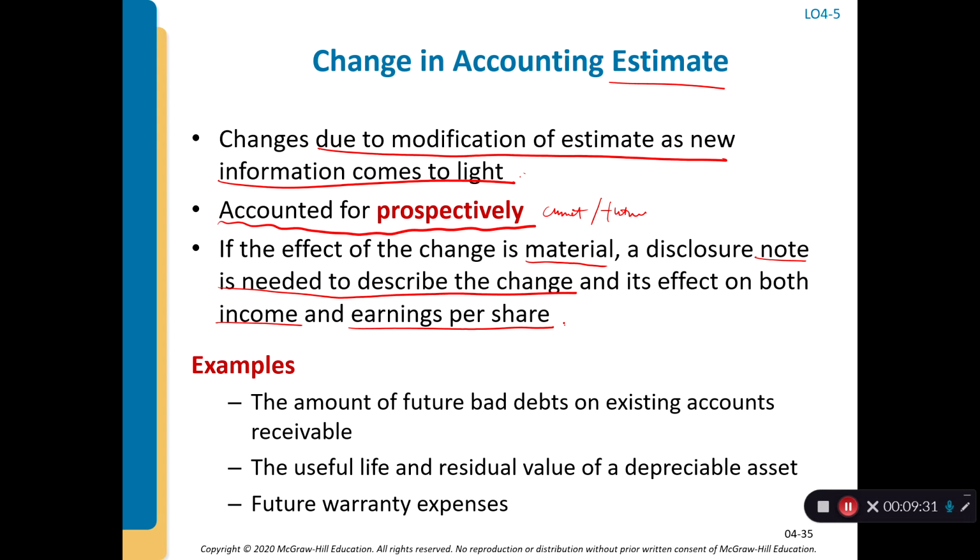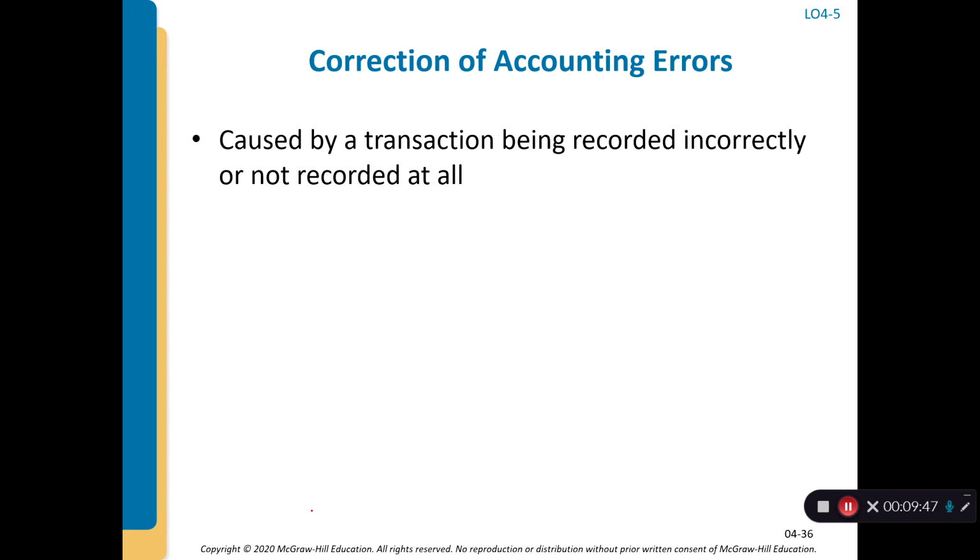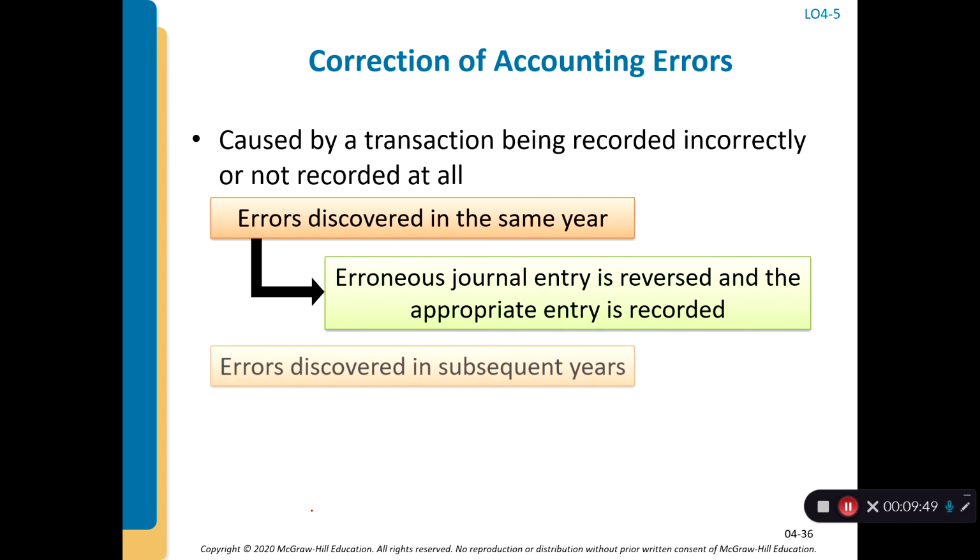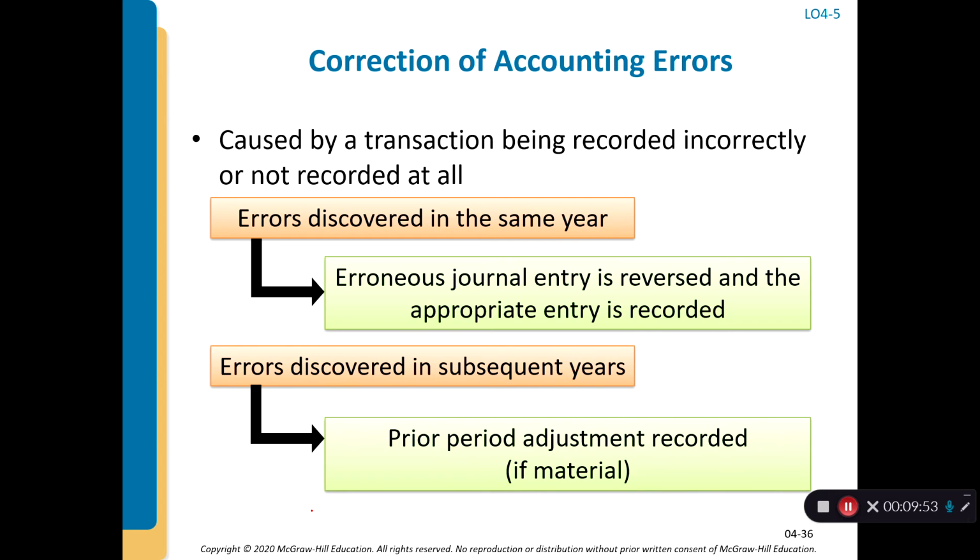The examples that I mentioned are, for example, future bad debts on existing accounts receivable, the useful life or residual value of depreciable assets, or future warranty expenses. And then the next thing that I want to talk about is how to correct accounting errors. Accounting errors occur when transactions are either recorded incorrectly or not recorded at all, right? So either you forget to record it or didn't record it correctly.